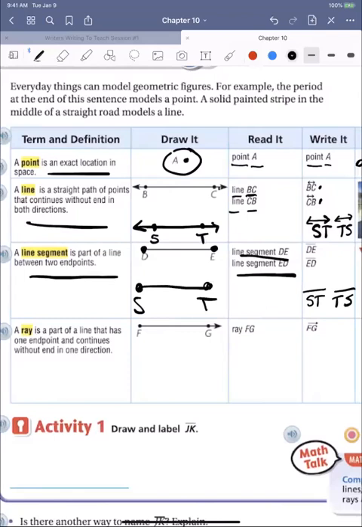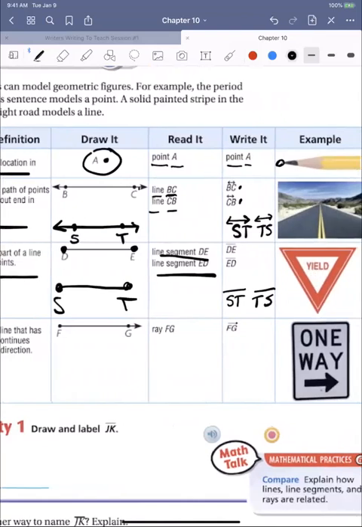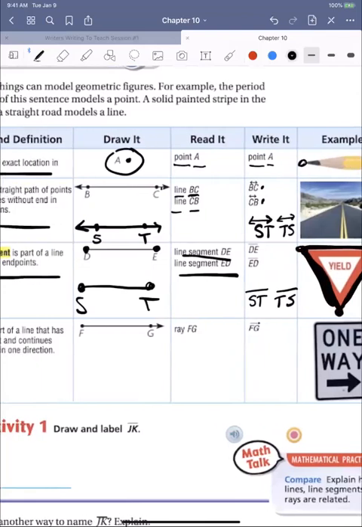Okay, review so far. We have a point, which is just a dot, an exact location in space. We have a line that never ends, and we have a line segment, which is part of a line, and it does stop. On this yield sign, we have a line segment that runs from this corner to this corner, because it stops at each point, which then hooks to another line segment, which hooks to another line segment. And that's how we get to rays.